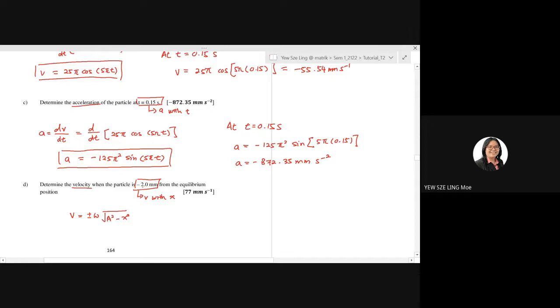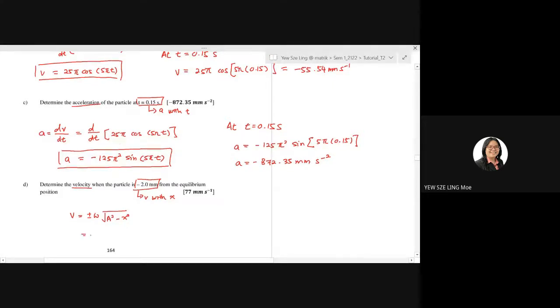So this negative 2 mm doesn't tell you the direction, right? So therefore your V could be a positive or a negative value. So you need to keep the plus minus sign in your equation because you don't know the direction of the motion of the particle, whether it is moving away from the equilibrium position or moving towards the equilibrium position. So you don't know whether V is positive or negative. Therefore, you need to keep the plus minus sign.